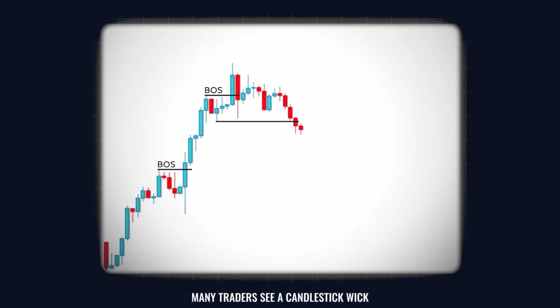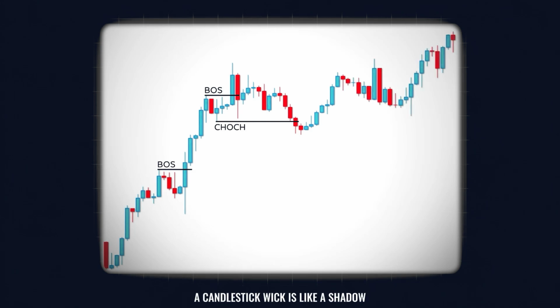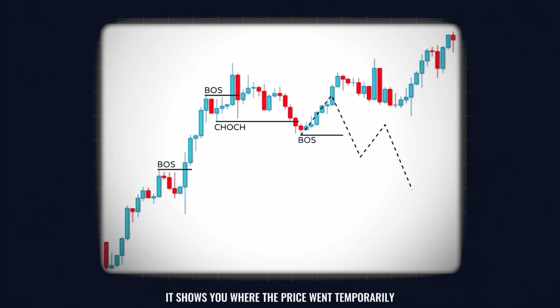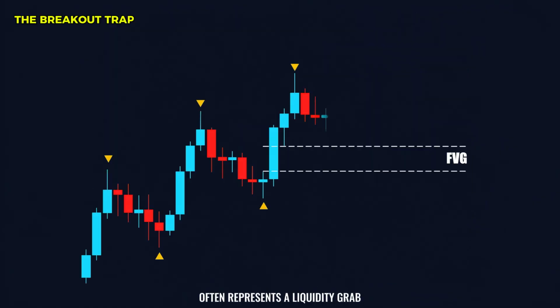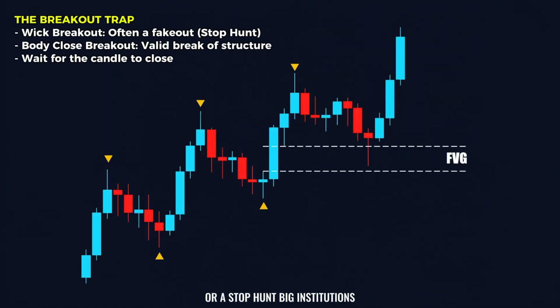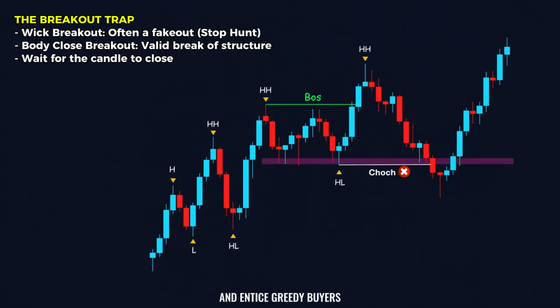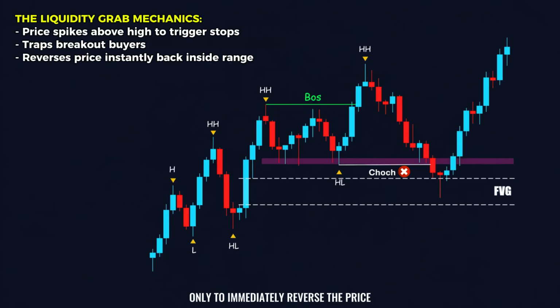Many traders see a candlestick wick shoot above a previous high and they immediately buy, thinking a breakout has occurred. This is a classic breakout trap. A candlestick wick is like a shadow. It shows you where the price went temporarily, but it doesn't show you where the price settled. A wick above a key level often represents a liquidity grab or a stop hunt. Big institutions will intentionally push the price above the previous high to trigger the stop losses of short sellers and entice greedy buyers, only to immediately reverse the price.